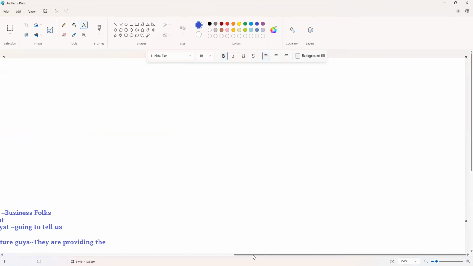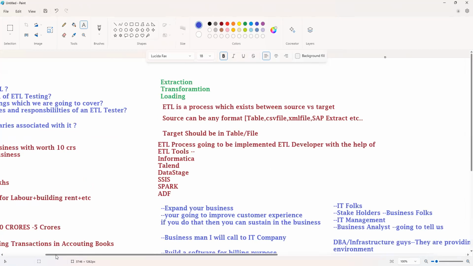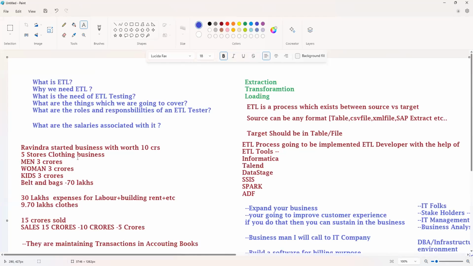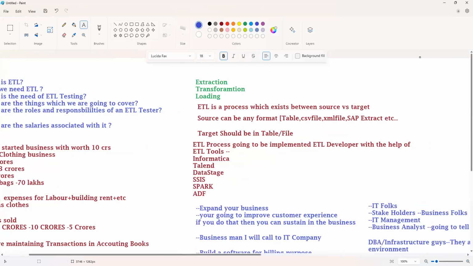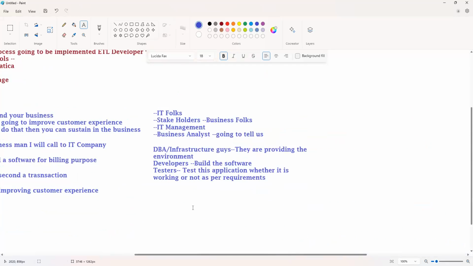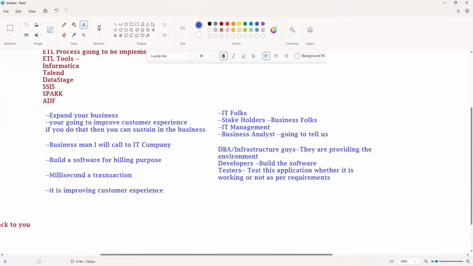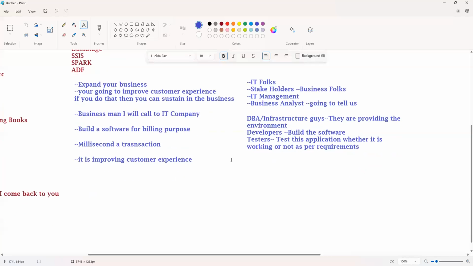Now here you have started with 5 stores. You have done one thing: you asked the DBA guys and built the billing software. Now you have expanded your business. Let's understand, you have started 200 stores, because you got very good profits.